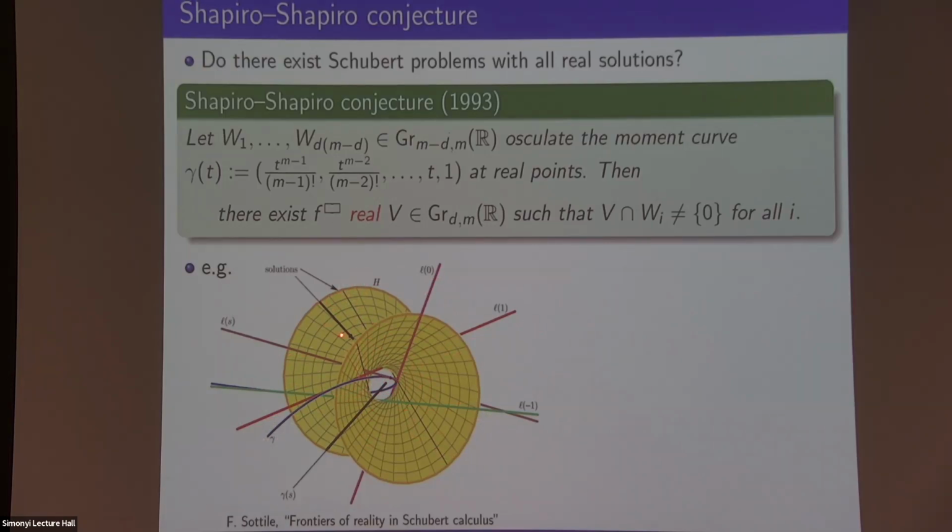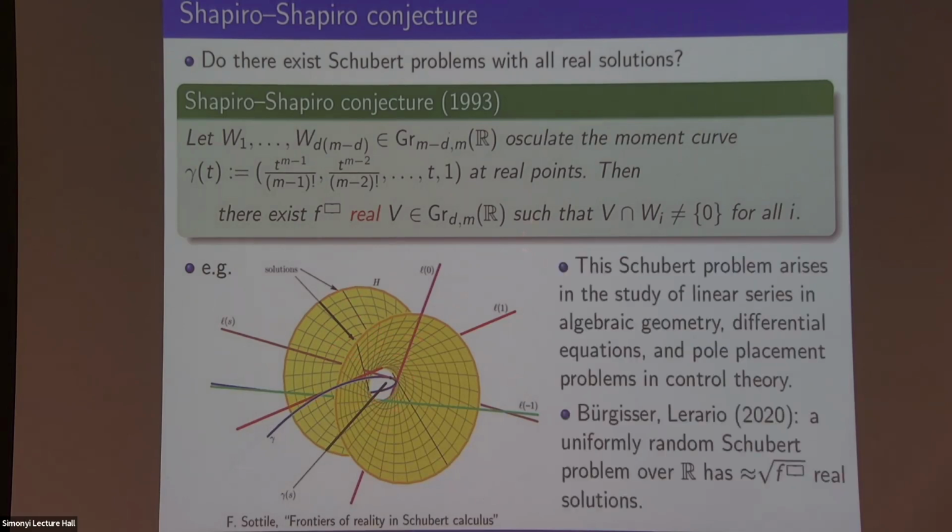And then this is an arrow pointing to this solution line. And this yellow thing is a hyperboloid, which turns out to contain both solution lines. Okay, so the conjecture is saying, no matter how you pick these tangent lines, the two solution lines will be real, rather than being non-real complex conjugates. And this holds for a general Grassmannian.